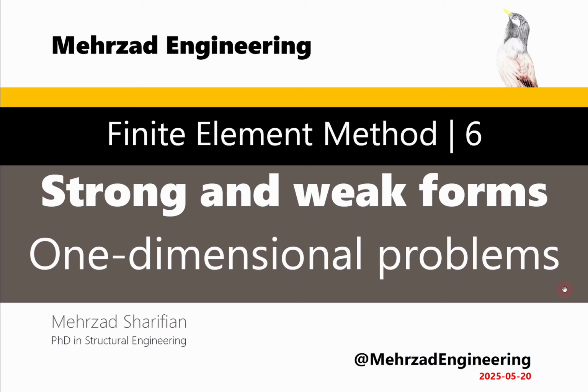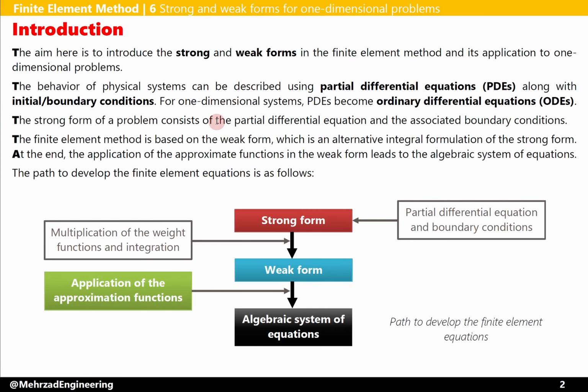Let's get started. Finite element method, part 6, strong and weak forms for one-dimensional problems. The goal here is to introduce strong and weak forms in the finite element method and its application to one-dimensional problems. As I mentioned, the behavior of physical systems can be described using partial differential equations or PDEs and initial or boundary conditions. For one-dimensional systems, PDEs become ordinary differential equations or ODEs.